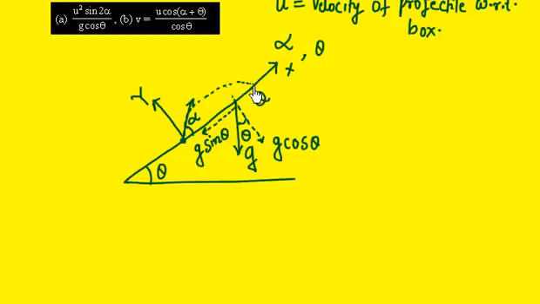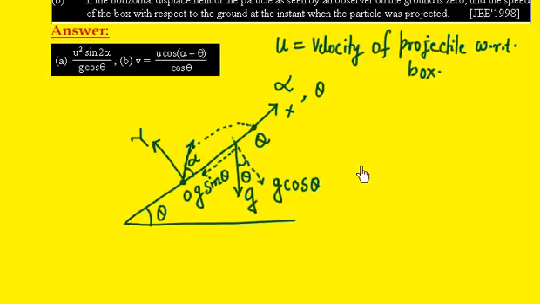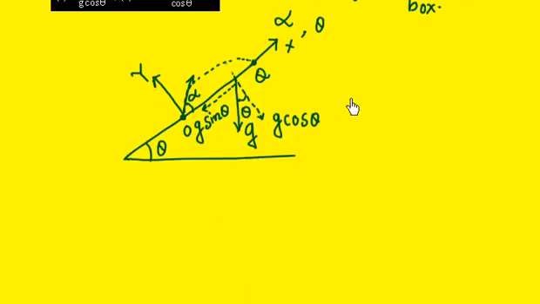Now finally the particle landed here. We have to find the distance along the incline. So what is the distance? Let us call this point O or P. So let me see, this point is P, I think, yeah, this point is P.